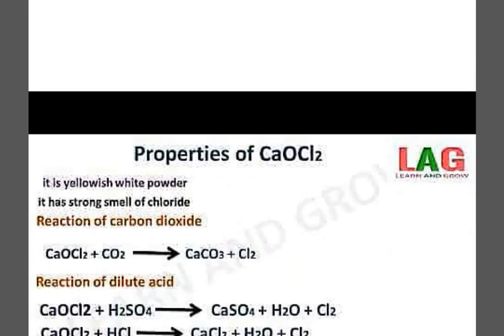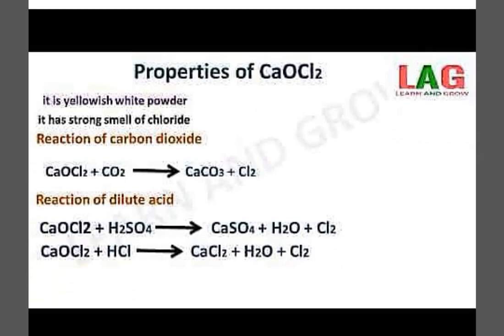Now, if you look at the properties of calcium oxychloride, it is a yellowish white powder and has a strong smell of chlorine. As we all know, chlorine is a very good disinfectant, and we use it in the disinfection of swimming pool water also. Similarly, bleaching powder can be used as a disinfectant, and it has a strong smell of chlorine.